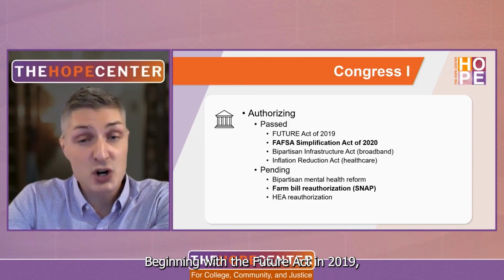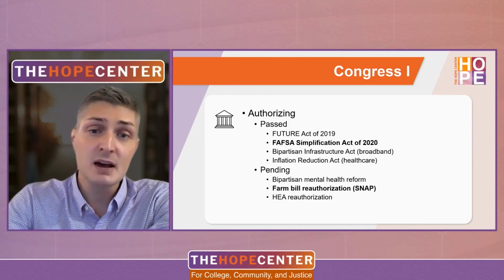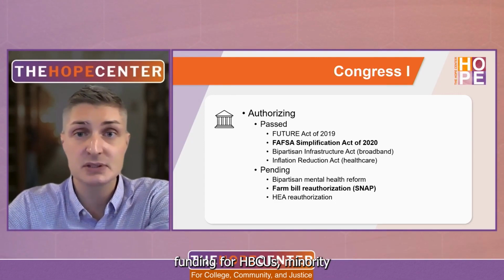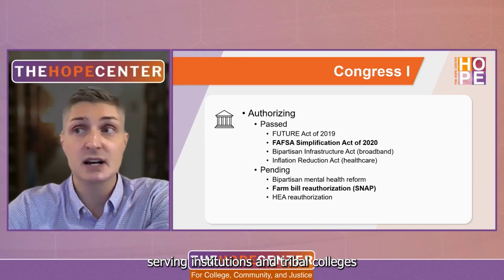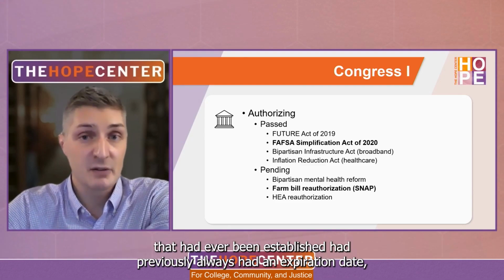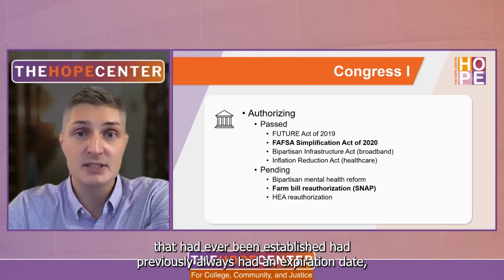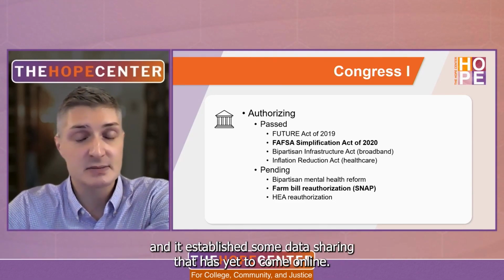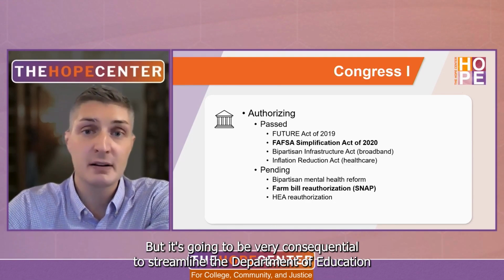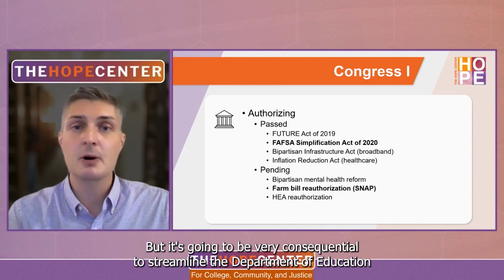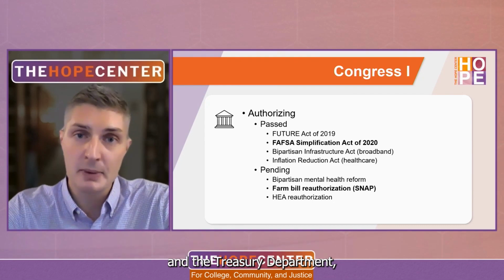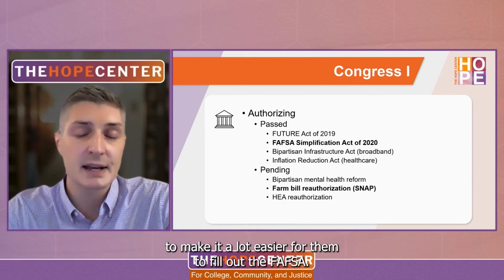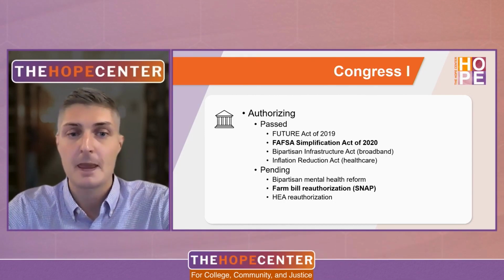Beginning with the FUTURE Act in 2019, Congress provided the first ever permanent funding for HBCUs, minority serving institutions, and tribal colleges that had ever been established. Previously, it always had an expiration date. And it established some data sharing that has yet to come online, but is going to prove very consequential to streamline the Department of Education and the Treasury Department sharing information about students' and their families' tax information, to make it a lot easier for them to fill out the FAFSA.